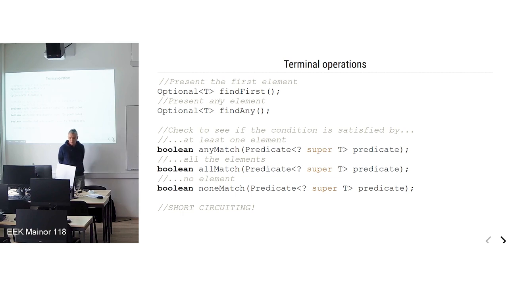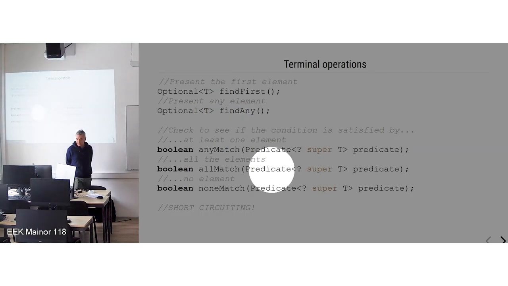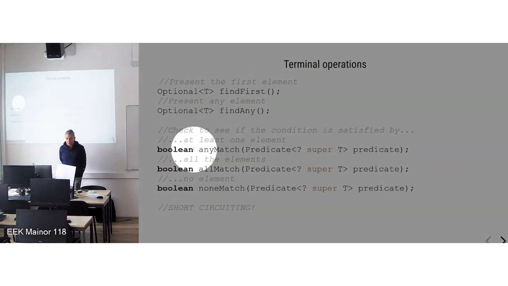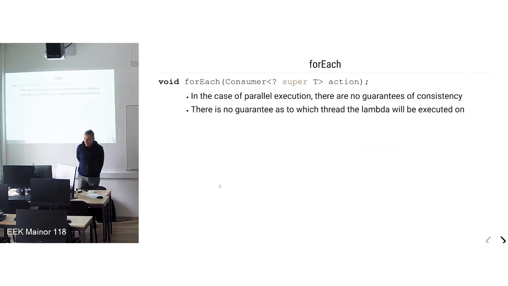Also, we have any match, all match, none match if we have predicates, so it's sort of filtering and returning a Boolean. Sometimes we don't need an element itself, we just want a Boolean, like do we have elements that match the given predicate in this stream? So yes or no, please. We don't need elements themselves, we just need a simple answer, yes or no. So if you are happy with such an answer, you can use any match, all match, and none match. And also we have this for each, which is executed for each element of the stream.